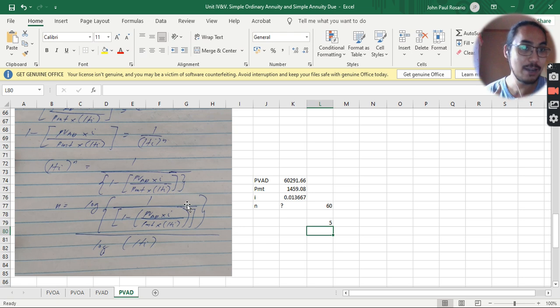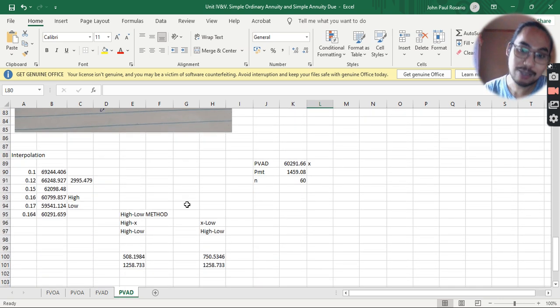So again, same with the annuity: if what you got for n is not a whole number, you may revisit our discussion for PVOA when your calculated n is not a whole number. So to translate that into years, that's how you do that.